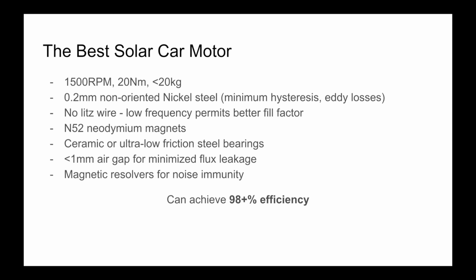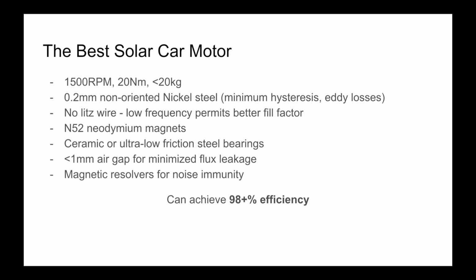After running through a torque and power analysis, most of these motors tend to run around 2 to 3 kilowatts and can weigh less than 20 kilograms. Very thin, non-oriented steel keeps the hysteresis and eddy currents minimized. Since solar car motors operate at lower speeds, the Litz wire is often left out in order to get a better fill factor, providing an overall net improvement on electrical resistance losses. Something that we didn't touch on was the different grades of magnets, but the N52 grade neodymium magnet is usually the best here for providing the highest field density possible.